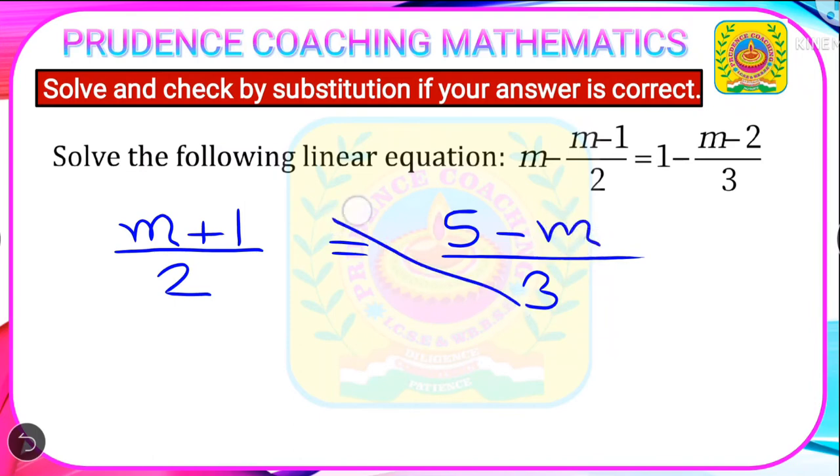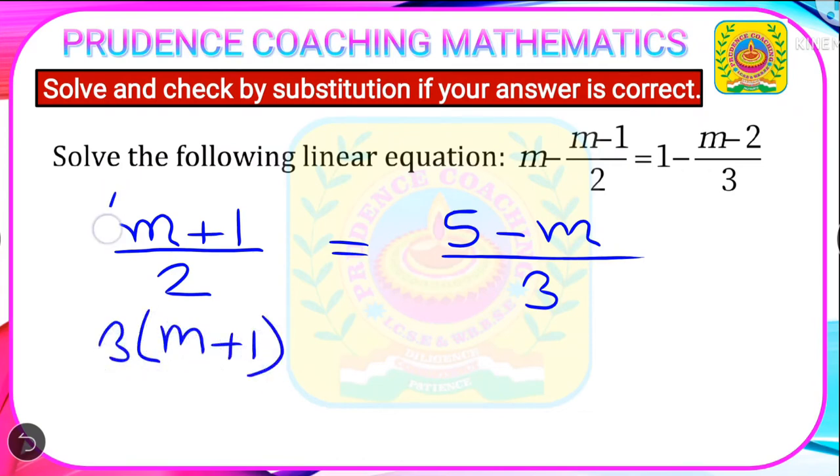Further solving, you need to cross multiply, that is this 2 will be taken to the right hand side and this 3 will be taken on the left hand side. So let us start. So this will be 3 into m plus 1. All things which we have, we need to multiply with the whole thing. So here you will write like this, and this one will be 2 into 5 minus m.